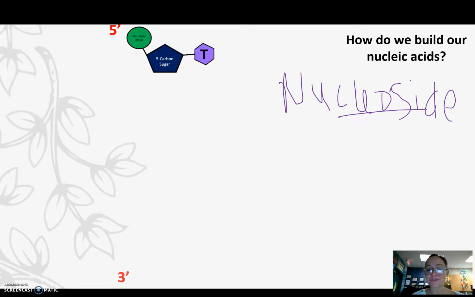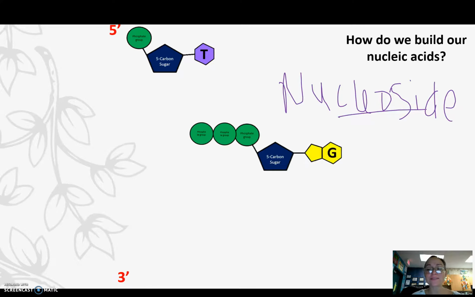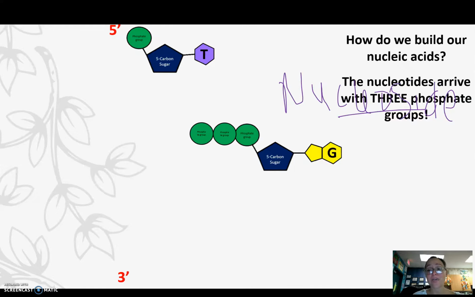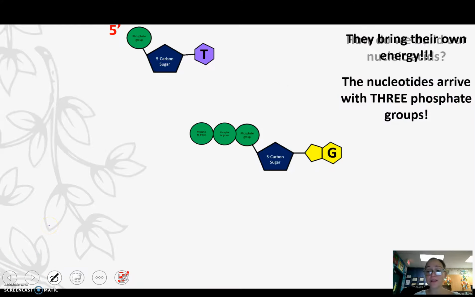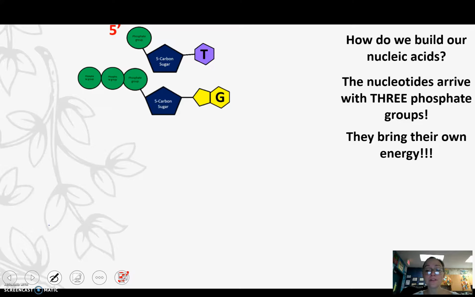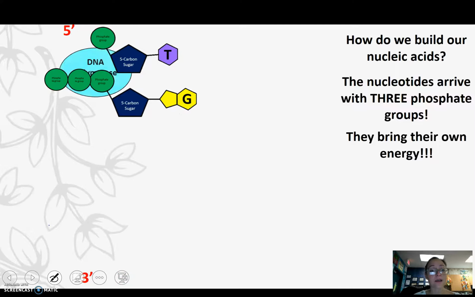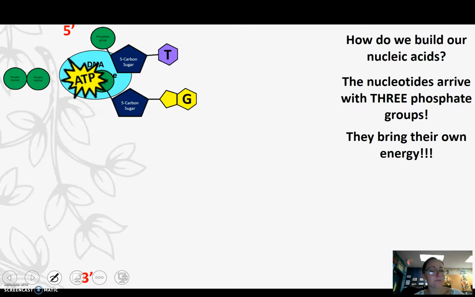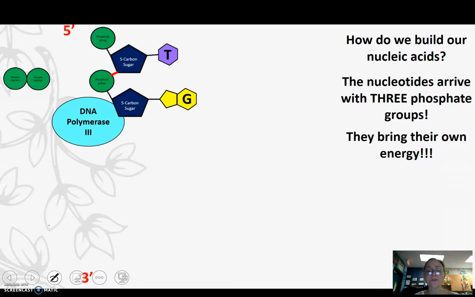They show up as nucleosides, and so they basically bring their energy with them. They have 3 phosphate groups, and they bring their own energy. When they show up, 2 phosphate groups break off, and then ATP, like energy, will be released, and that will be used to form this bond, the phosphodiester bond.